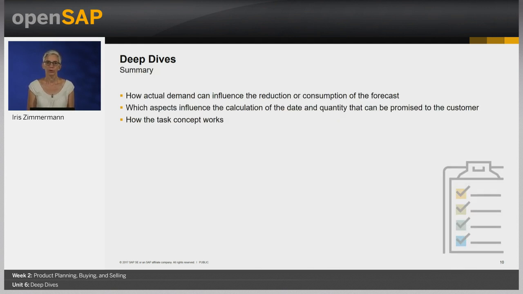So what have you learned in this unit? I have shown you how actual demand can influence the reduction or consumption of the forecast. I have explained which aspects influence the calculation of the date and quantity that can be promised to the customer and how the task management concept works. With this, week 2 ends.